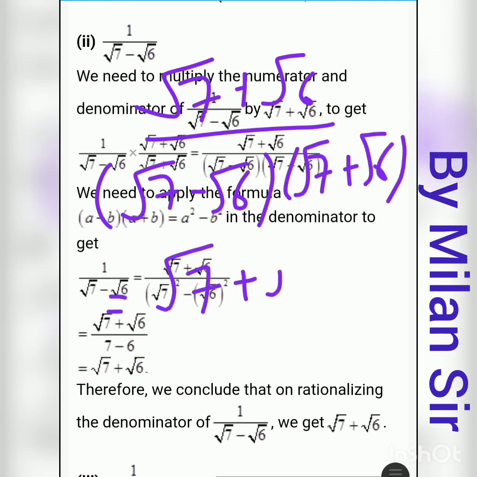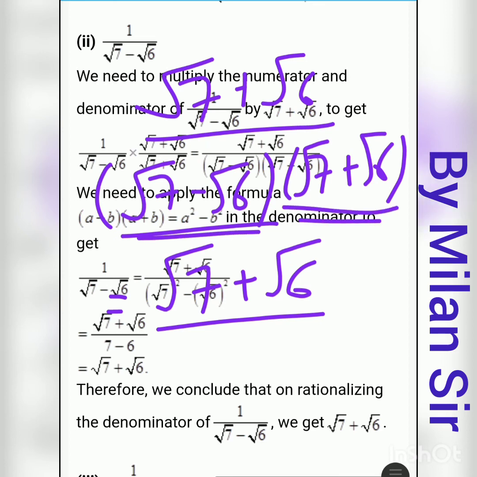Here our numerator stays as it is. Now in the denominator, x plus y, x minus y, we use the identity x square minus y square. That means first term square. The first term is under root 7, so under root 7 square is only 7. Then as per the formula, we always put a negative sign here: first term square minus second term square. The second term is under root 6, and under root 6 square is only 6.